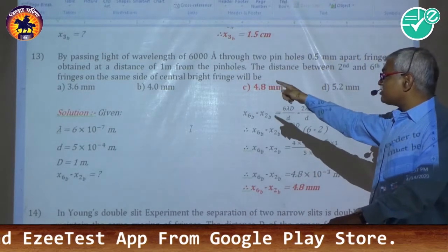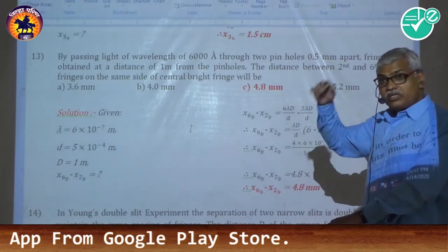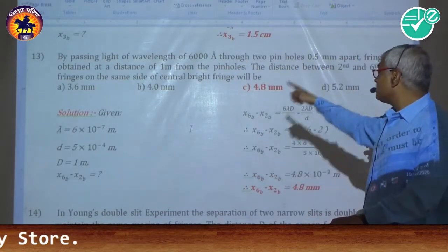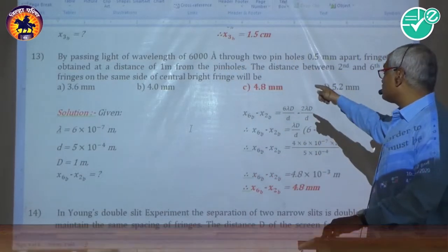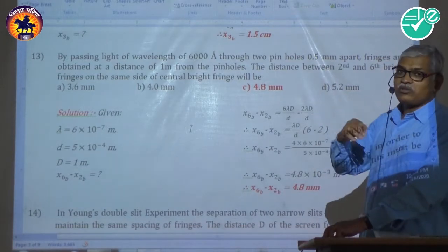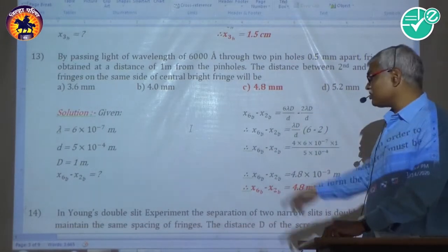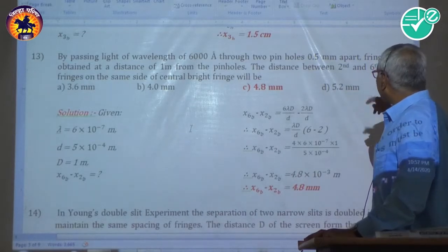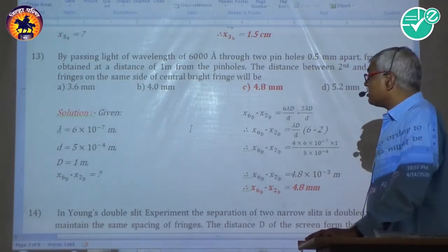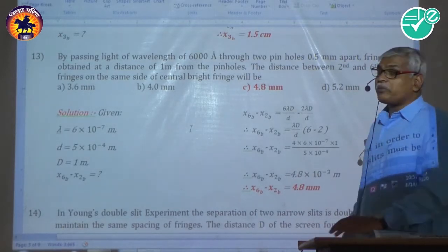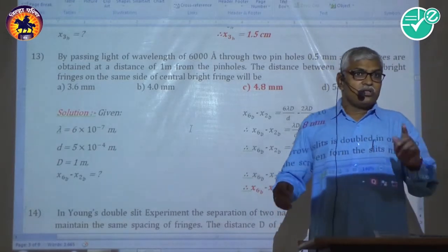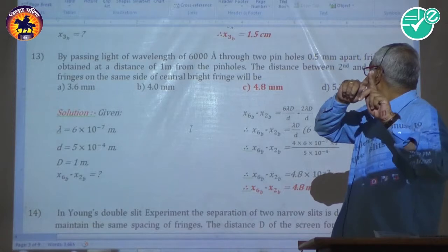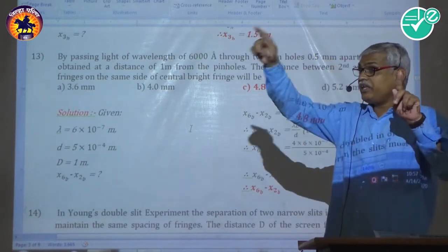Fringes are obtained at a distance of 1 meter. Fringes are obtained on the screen, that is the distance capital D is equal to 1 meter from the pinholes, that is from the source. Distance of the screen from the source is capital D, which is given as 1 meter. The distance between the second and sixth bright fringes on the same side of the central light. Note that here is the central light, here is the second bright band and here is the sixth bright band.